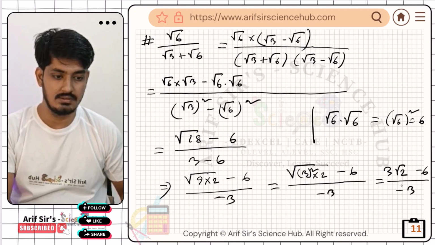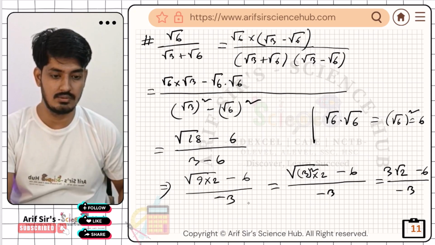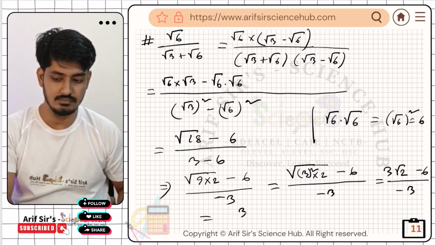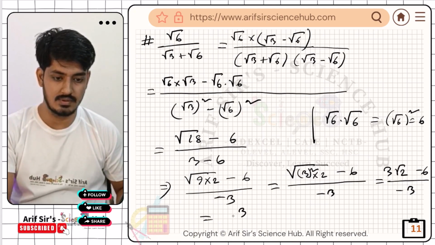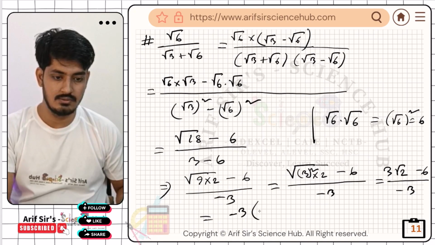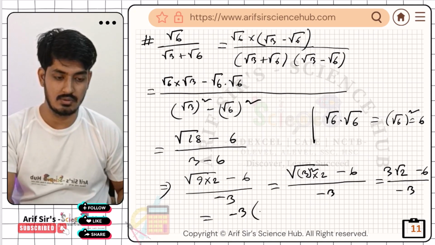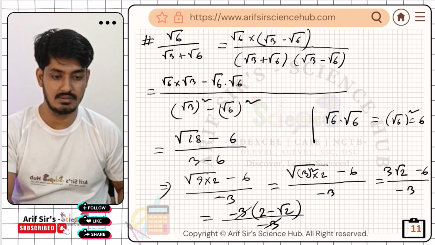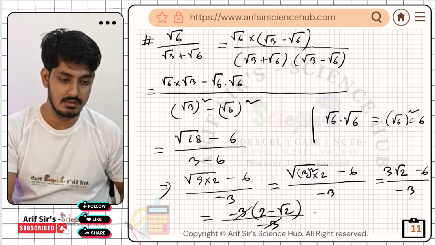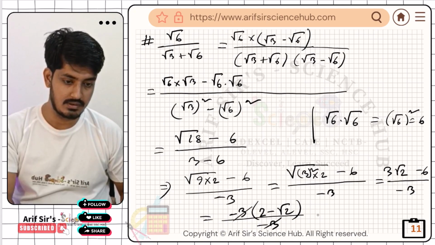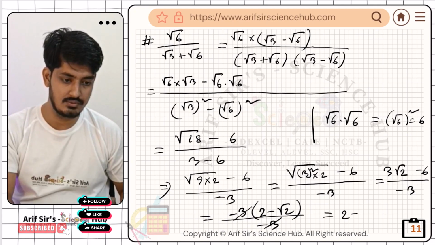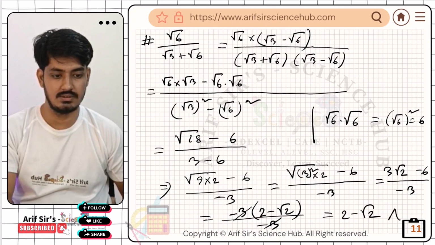We can just make minus 3 common. Then we can write 2 minus root 2 and divide minus 3. We can just divide minus 3 minus 3. We can just divide this, then it will remain 2 minus root 2. That is the answer.